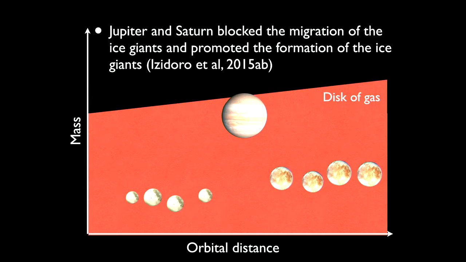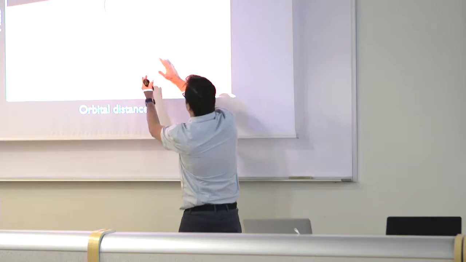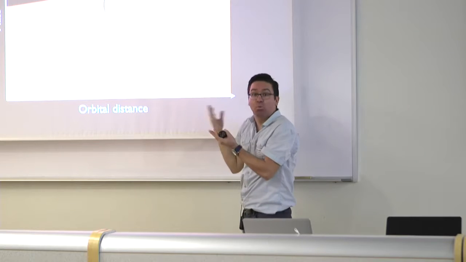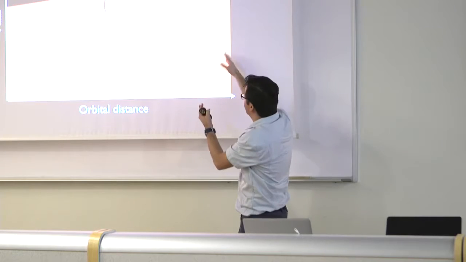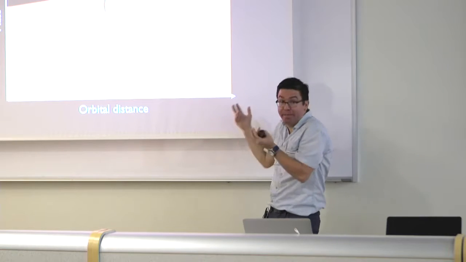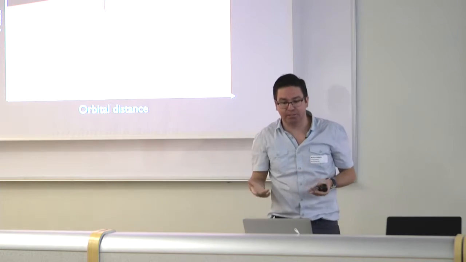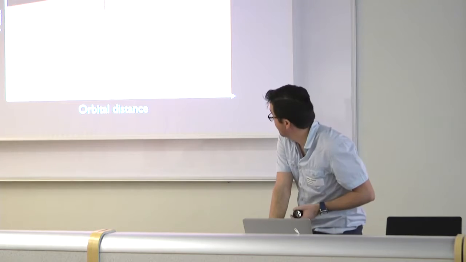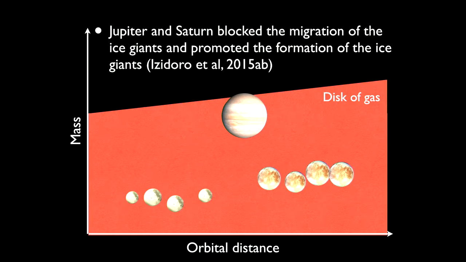That's what we showed in 2015. When Jupiter blocks the way, they become dynamically unstable because they get too close to Jupiter, and eventually they collide and grow. During this process of collisions, they grow into ice giants. And these collisions can naturally maybe explain why the ice giants have these large obliquities. I'm going to show a real simulation now of this process.